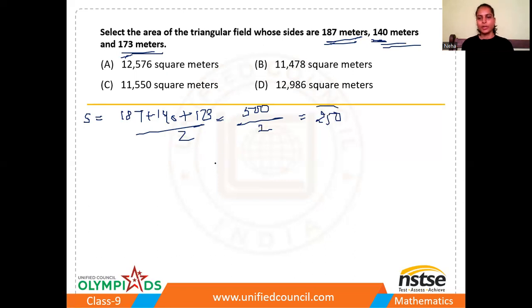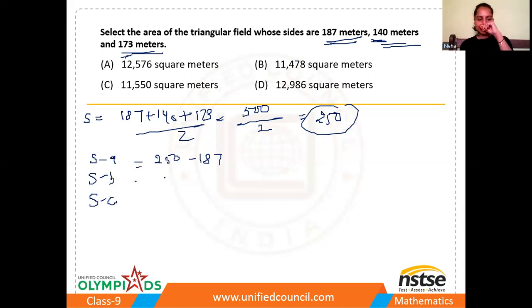All right, this is quite easy. Now I can easily put in Heron's formula. In Heron's formula, I am going to use s minus a, s minus b and s minus c. So let me find out the values. s minus a means 250 minus 187, this is 250 minus 140 and this is 250 minus 173. Now you can try to solve the easy calculation and that's it.